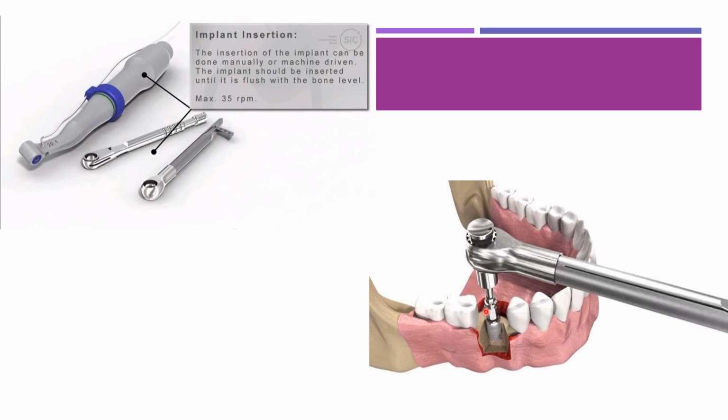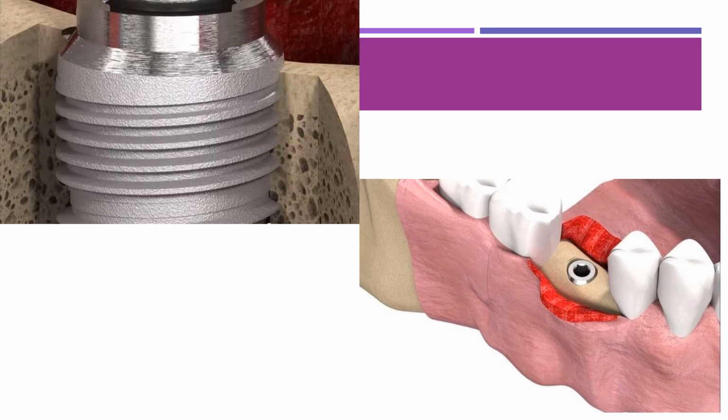If you feel very great resistance to insert, you can rotate it counterclockwise to unscrew two to three threads of the implant. So without too much force, with 25 to 35 RPM, it can be inserted into the implant site. You can see that. In the next step, the thread should be completely inserted into the bone. It should not be exposed.